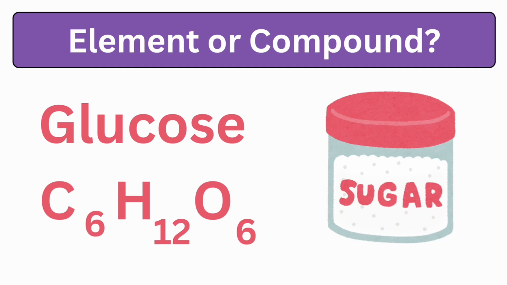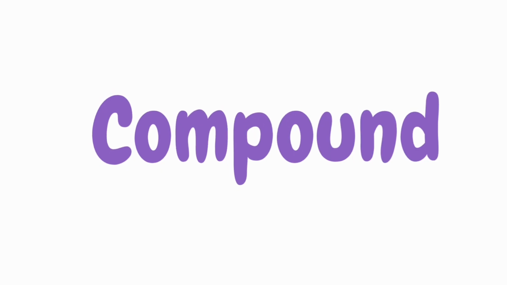Here's our next example, glucose, which is what we call sugar. Glucose has got the formula C6H12O6. Is it an element or a compound? The answer's coming in 3, 2, 1. So glucose is an example of a compound. That's why you won't find glucose in the periodic table.